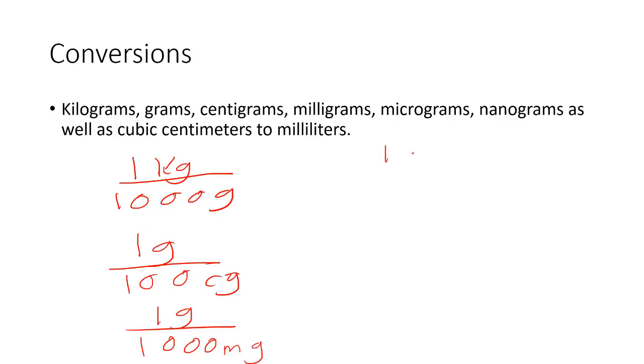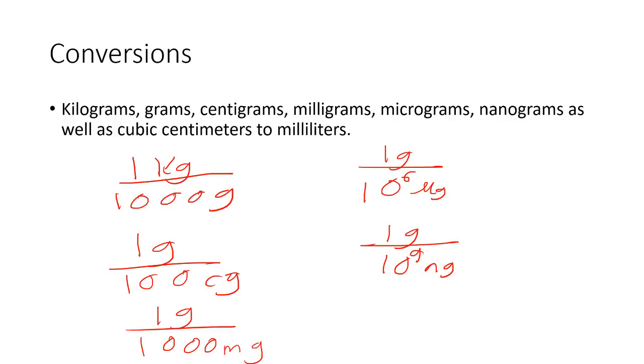We can also have that 1 gram is equal to 10^6 micrograms. It's got this little U-looking thing. Note that 10^6 is just a million, but eventually it gets much easier to write 10^6 than a bunch of zeros. And then finally we have that 1 gram is equal to 10^9 nanograms, or a billion nanograms. So we can use any of these as conversion factors when we're doing our problems.